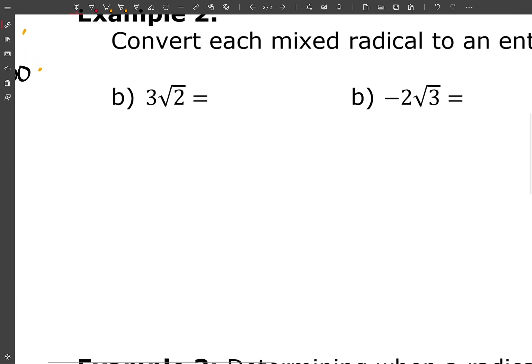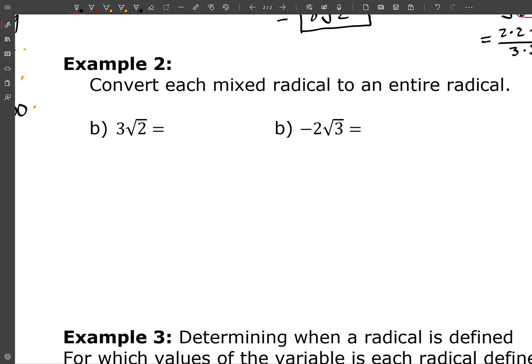Now let's take a look at converting mixed radicals into entire radicals. So again, we need to make sure we know our index. The idea here, this one's a little bit simpler, is that in order for 3 to go and join 2 under the radical, we need to convert it to its radical form. So I can basically say that another way of writing 3 is the square root of 9. We know this works because the square root of 9 is 3.